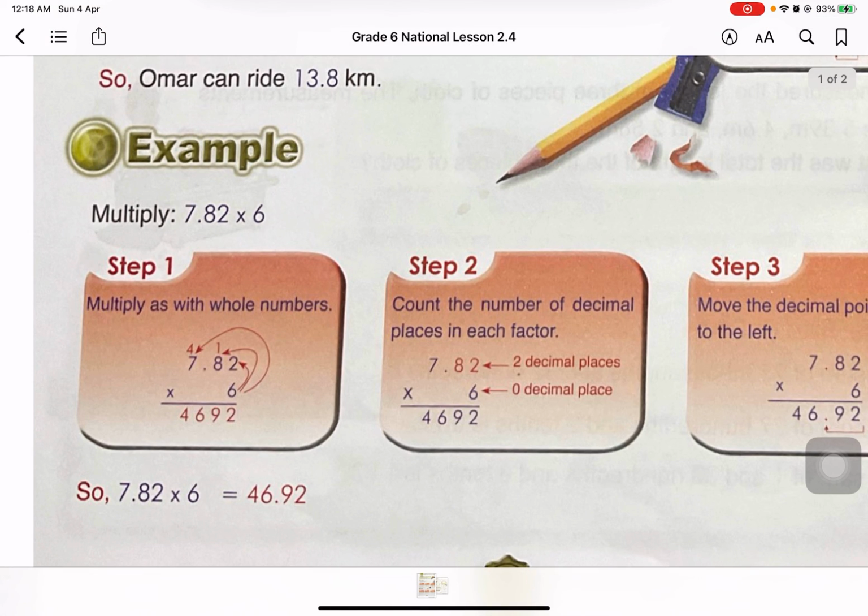Move the decimal point to the left. You are going to move it to the left. Okay, so my decimal will be here between the 9 and the 6. Now, let's go to the next one.